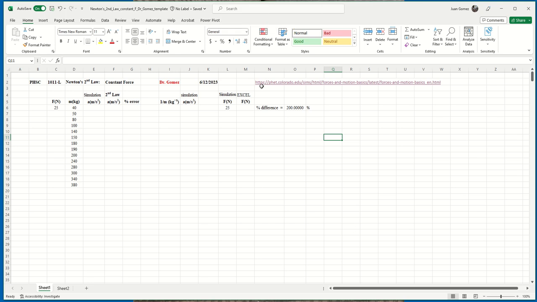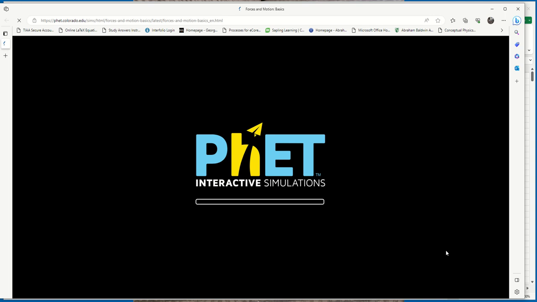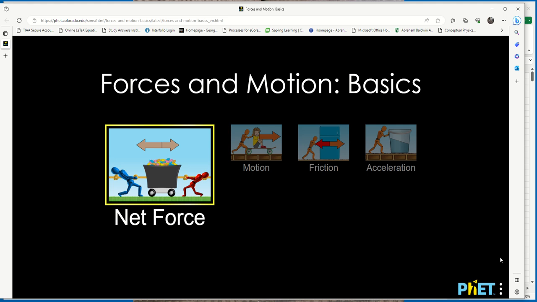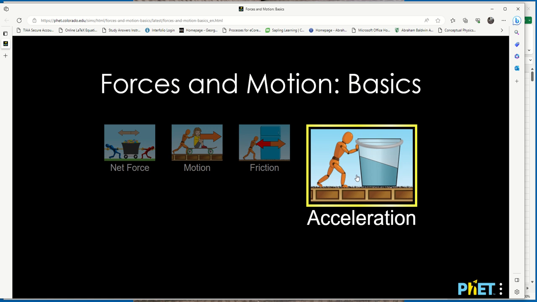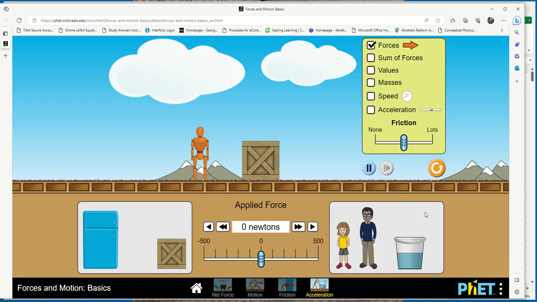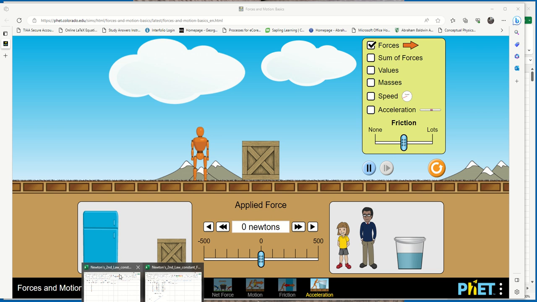All right. So let me check the time here. Okay. So now let me go ahead and bring up the simulation and show you how to get all the values. So click here and bring up the simulation. And we want, okay, it's Forces and Motion: Basics, and we want to go over to acceleration. So click on it once and click on it a second time. And here it is. What's going to happen is this little orange colored stick man, he's the applied force, and he's going to push on this crate, and we can stack objects on that crate. That's how we change the mass.